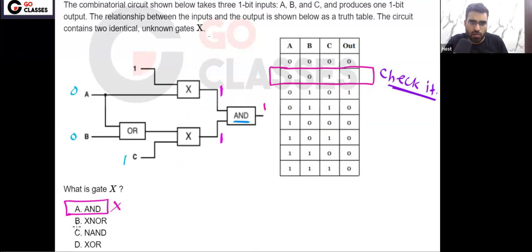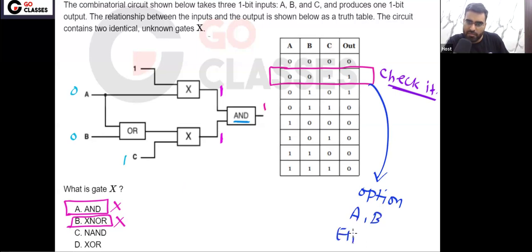Which other option is gone? XNOR is also gone. So options A and B are gone. Yes or no? Is this clear? Because of this row, options A and B are eliminated.